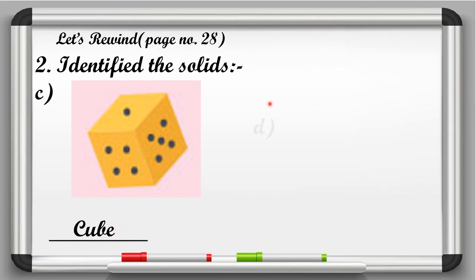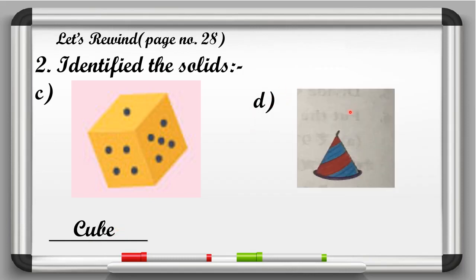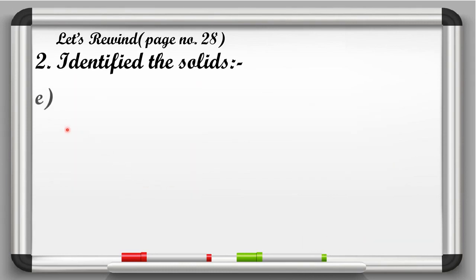Okay. Now in D part, this object is given. And here which object is this? This is Joker's cap. Okay. So here we need to write the solid shape of this cap. And what is the solid shape of this cap? That is cone shape. So here we will write cone. C-O-N-E, cone. Okay.